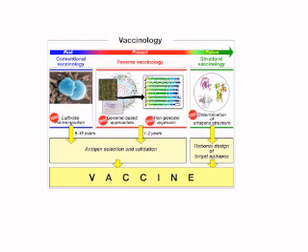Reverse vaccinology, the genomic approach. This picture shows that the traditional vaccinology technique can sometimes take more than 3 years, while reverse vaccinology can take 1 to 2 years.